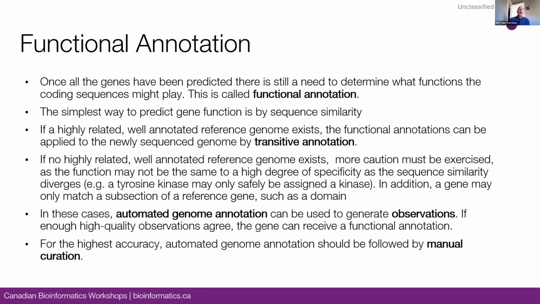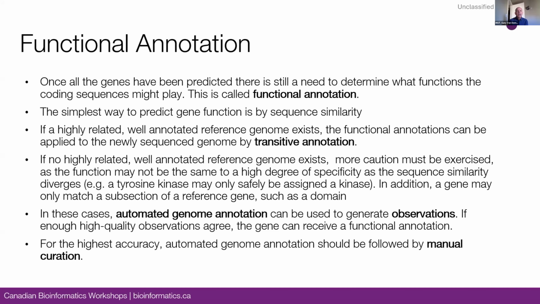And if you find a good match, a highly related, well-annotated reference sequence, then you can say, okay, well, it's close enough. I mean, if it's not 100%, then it may not be the same function, but if it's really close, and this is typically what's done, you say it's a really, really strong match. I'm going to assume that this function is the same as the one from my reference database. I'm going to assign it the one from the reference database. So that's called transitive annotation.